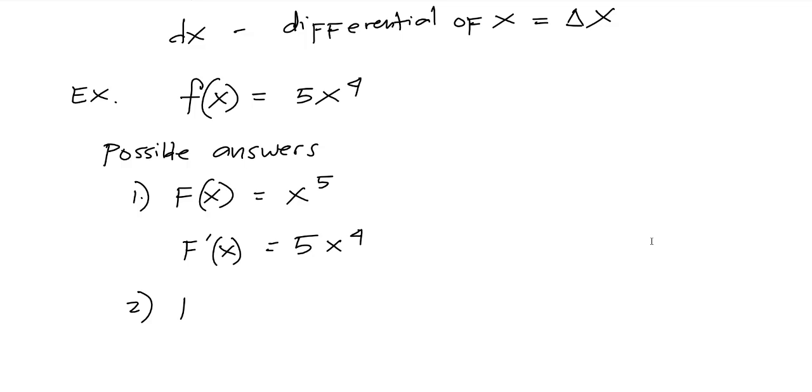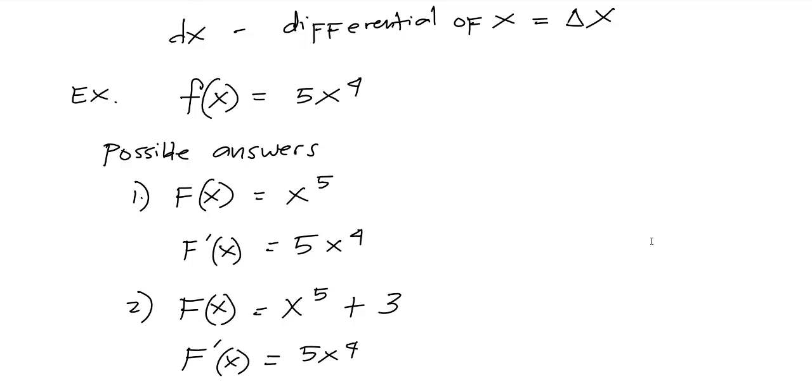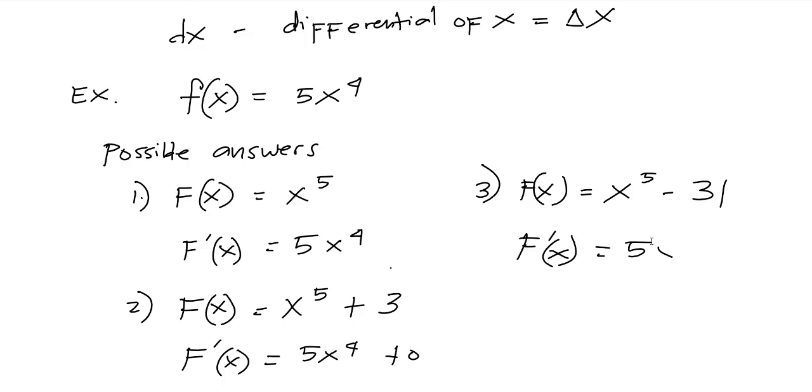Second possible answer would be x raised to 5 plus 3. If you take the first derivative of this function, this would be 5x raised to 4 plus 0. Same with the first possible answer. And it can also be f of x equal to x raised to 5 minus 31. If you take the first derivative, you will still arrive with 5x raised to 4 plus 0 or minus 0.